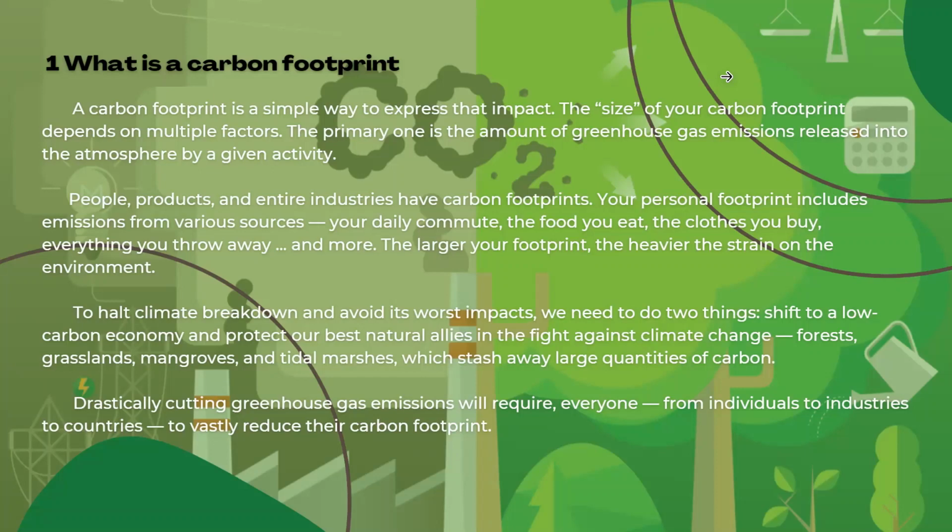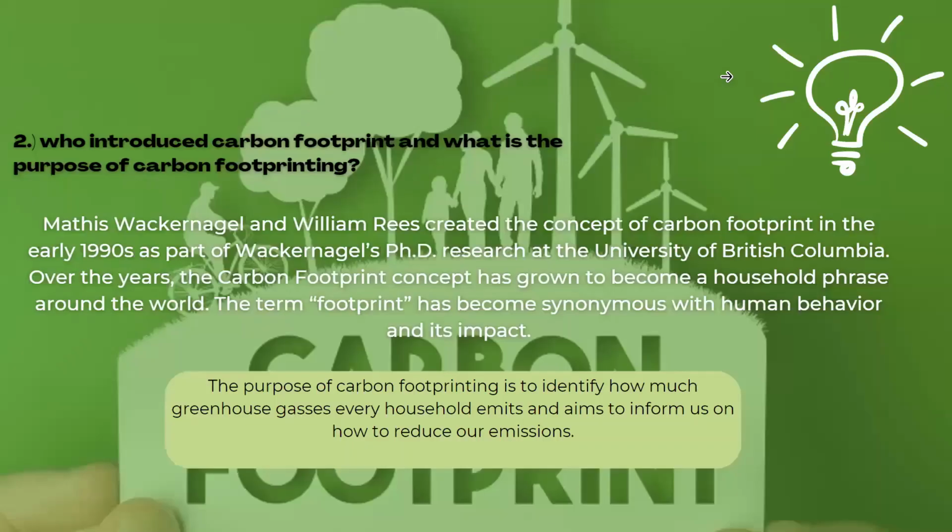To halt climate breakdown and avoid its worst impacts, we need to do two things. Shift to a low carbon economy and protect our best natural allies in the fight against climate change: forests, grasslands, mangroves, and tidal marshes, which stash away large quantities of carbon. Drastically cutting greenhouse gas emissions will require everyone, from individuals to industries to countries, to vastly reduce their carbon footprints.